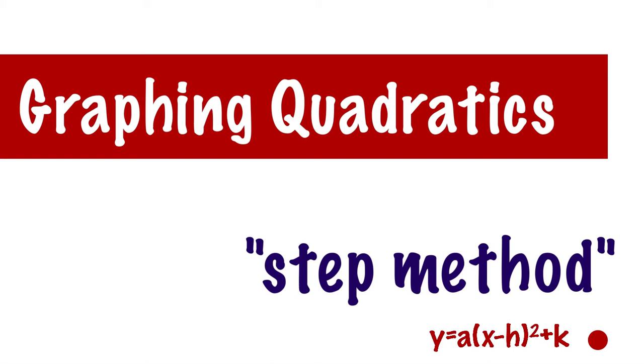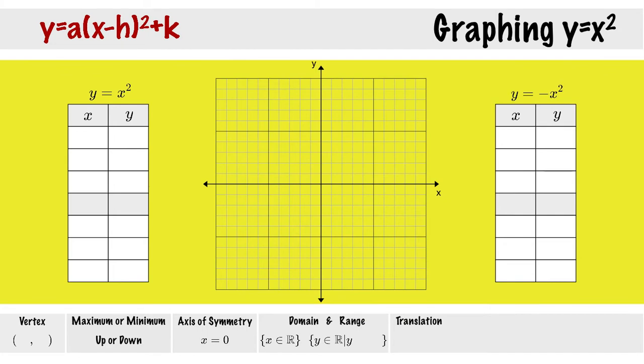Graphing quadratics using the step method with an explanation of vertex form. I'm going to explain the vertex form of the parabola, which is y equals a(x minus h) all squared plus k, piece by piece, starting with its simplest form, which is y equals x squared.